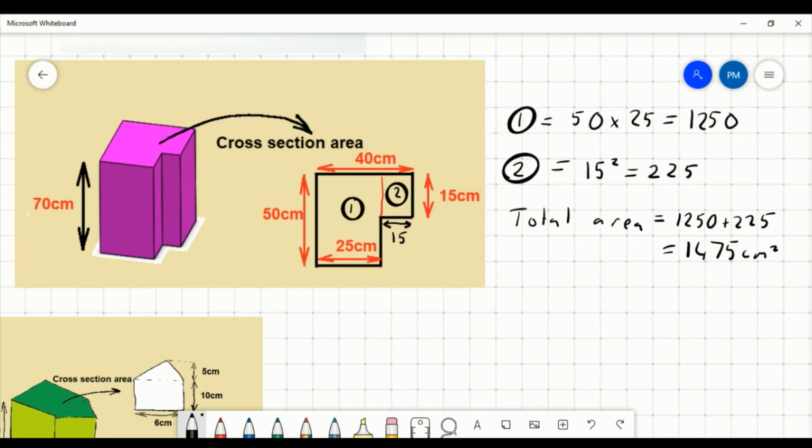centimeters squared. Now we want to find the volume. So we found this cross section area. We found all this area here. Now we need to multiply it by our height coming down. So our volume is going to be our area by our height, which is going to be, let's put our height first, 70 multiplied by 1,475, which is going to give us 103,250 centimeters, and then we'd square for area, and then if you remember, cubed for volume.